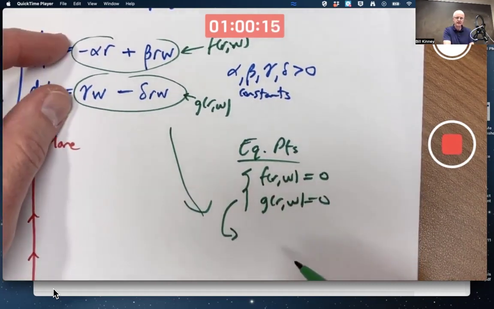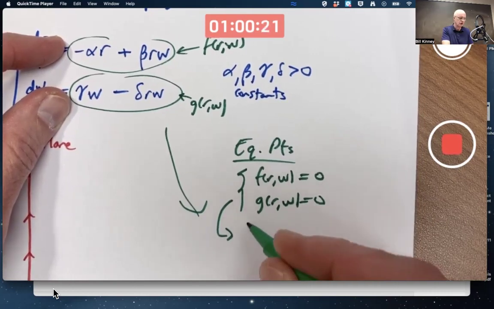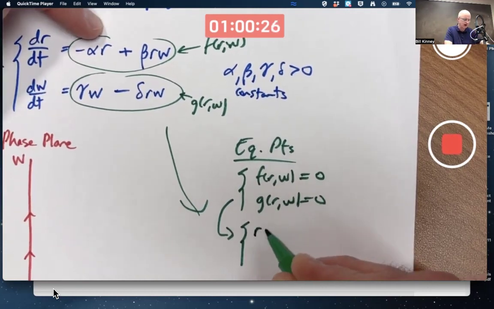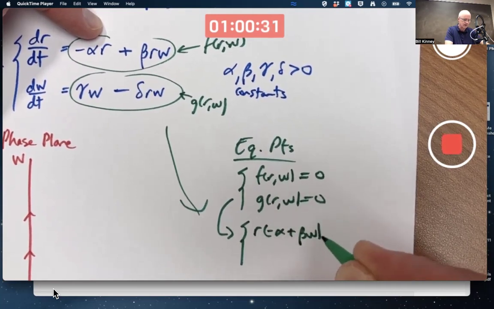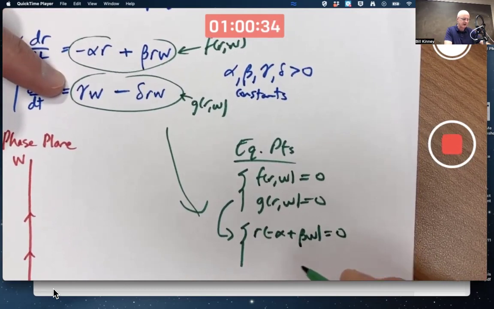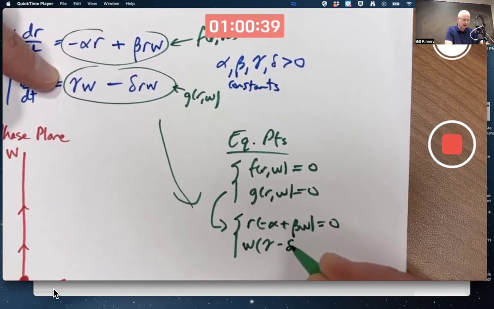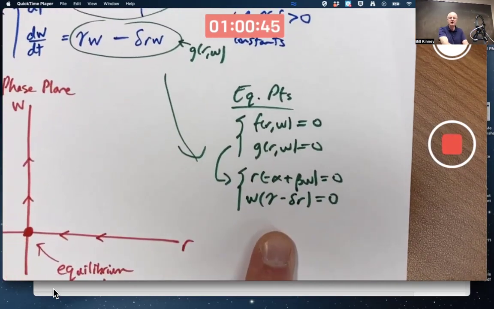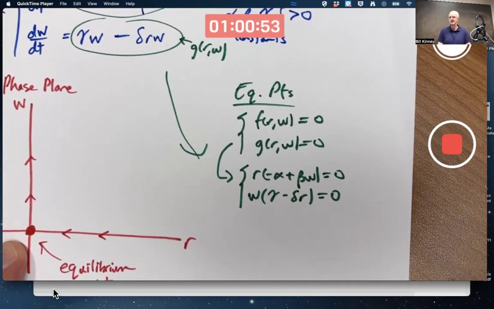And in fact, with these particular right-hand sides, the f and g, you do want to do a little factoring. With the f function, you can factor out a factor of r. And in parentheses, you're left with negative alpha plus beta w. And with the g function, you can factor out a w. And you're left with gamma minus delta r. For sure, in looking at this system of algebra equations, you see that one solution is r equals 0 and w equals 0, which we already knew intuitively.